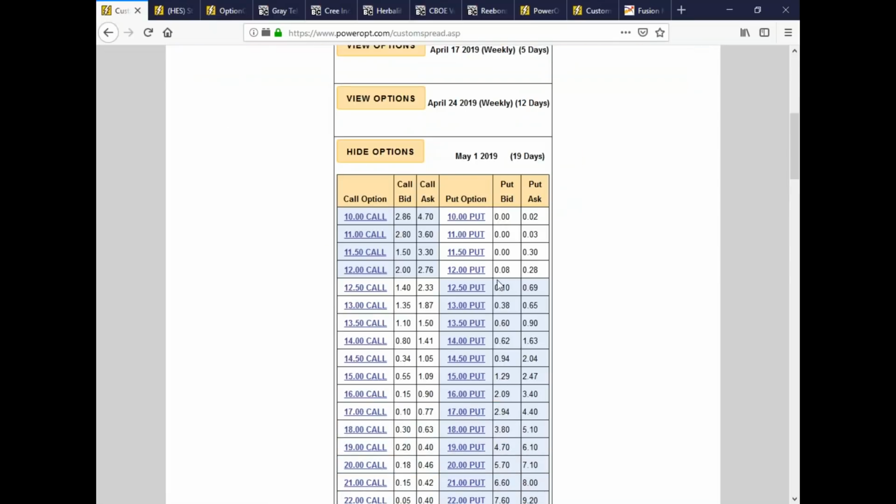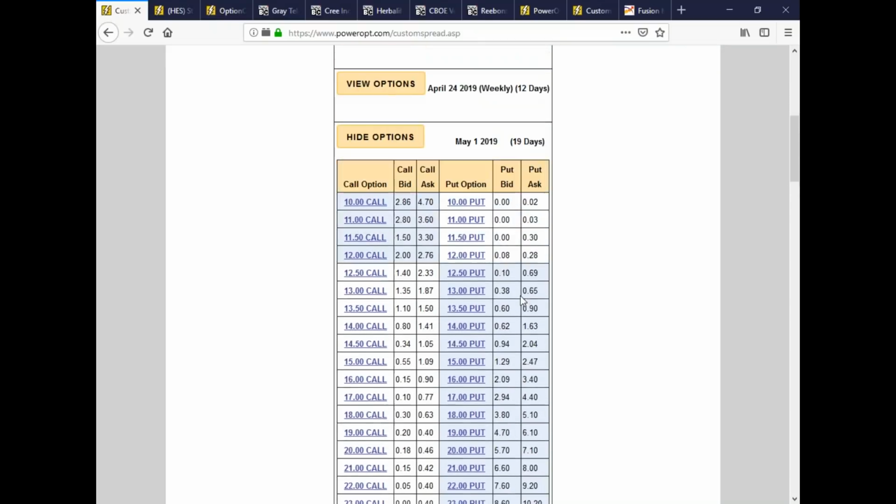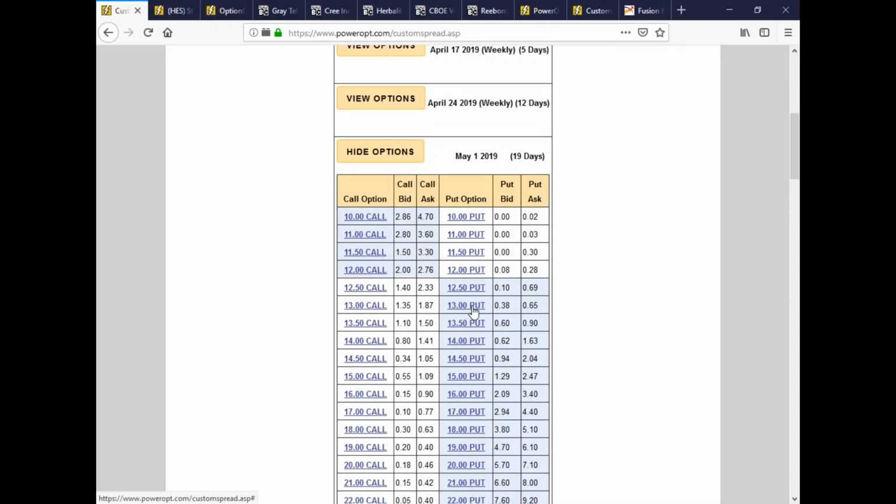Oh, this is pretty close. Oh, here you go, this is a better example. It's at 12 even. It's been declining, so the 13 put is priced at 38 to 65. Shouldn't it be at least $1? That's not how the VIX works. You don't get $1 premium until you're 2 points in the money.